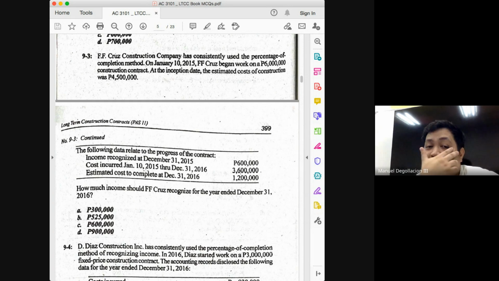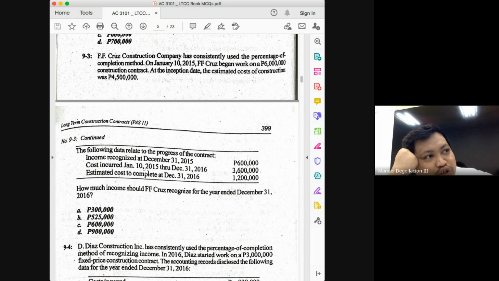Okay. So assuming the cost of completion is 4,500,000, how much then is the expected gross profit? Class, contract price is 6 million. Cost at completion is 4,500,000. So your expected gross profit is 1,500,000. Okay. So how do you get the RGP, class, especially if it's year one?